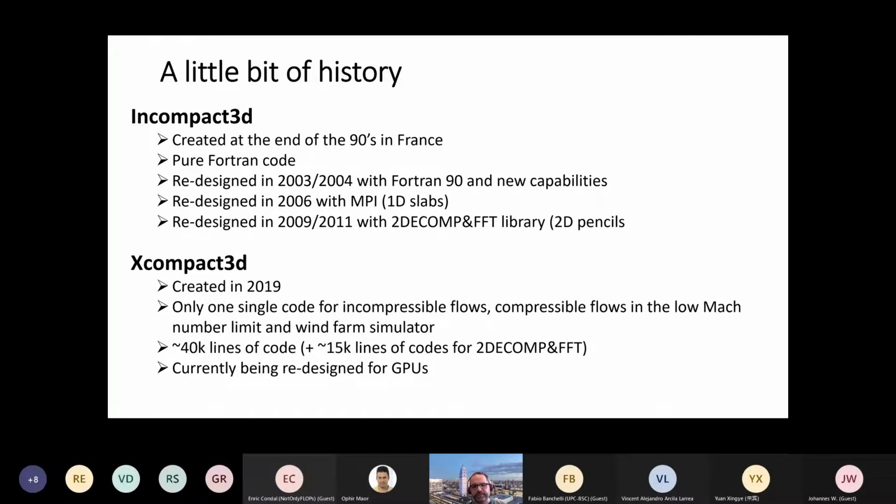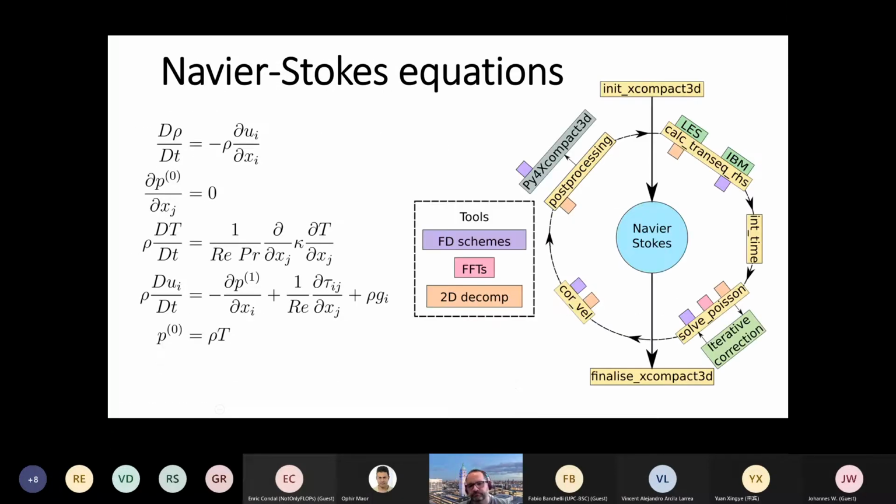The code is quite small. It's about 40,000 lines of code and about 15,000 lines of code for the 2D domain decomposition part. And we are currently working on redesigning the code for GPUs. And we are still planning to use Fortran and the amazing do concurrent feature of it.